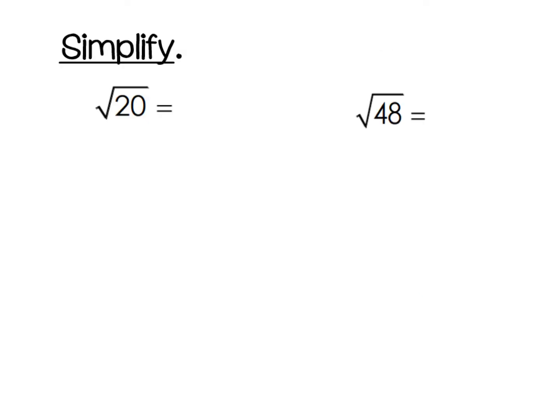All right, 2 more examples. Square root of 20. That's 5 times 4. So I have the square root of 4 times the square root of 5. The square root of 4 is 2. So I have 2 radical 5.